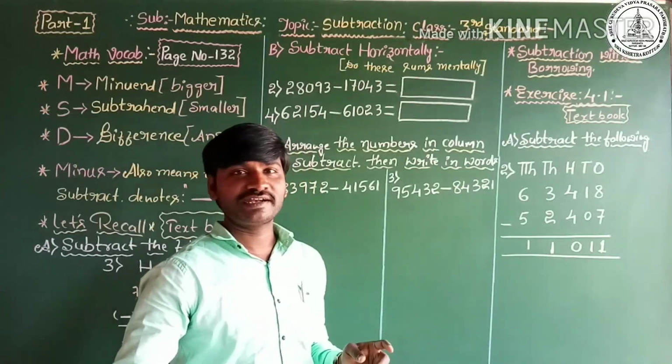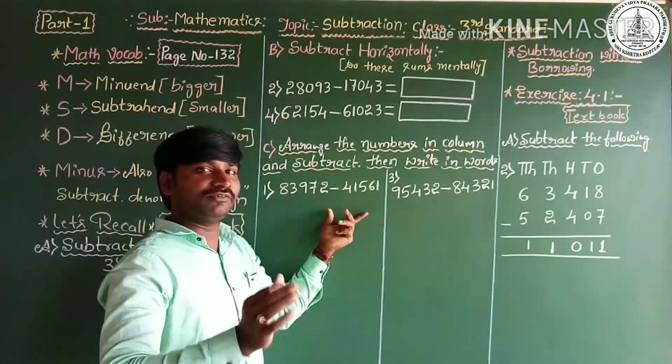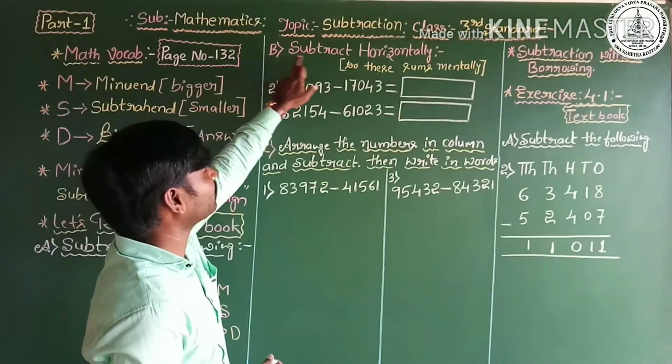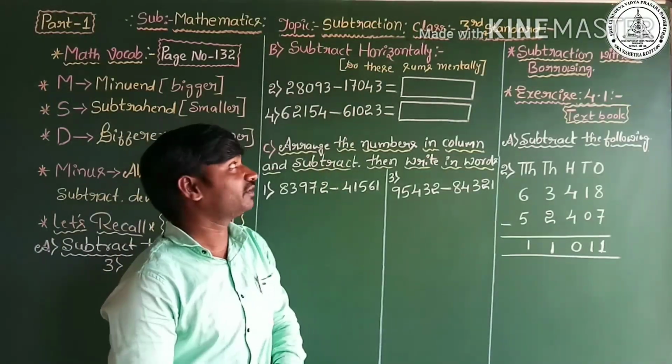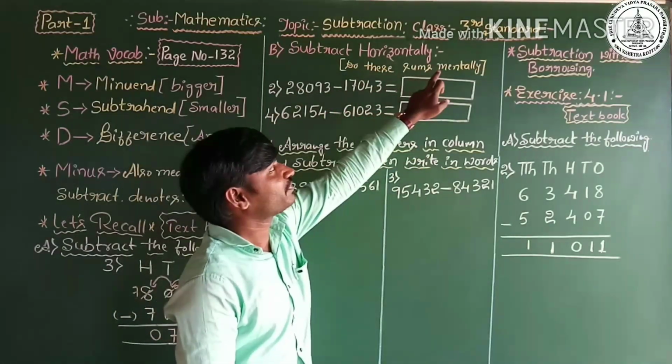Okay, dear student, shall we start the B main? I have written here in the B main and C main. Okay, don't confuse. Okay, dear student, go to the B main, subtract horizontally. Okay, and then one instruction is given: do these sums mentally.